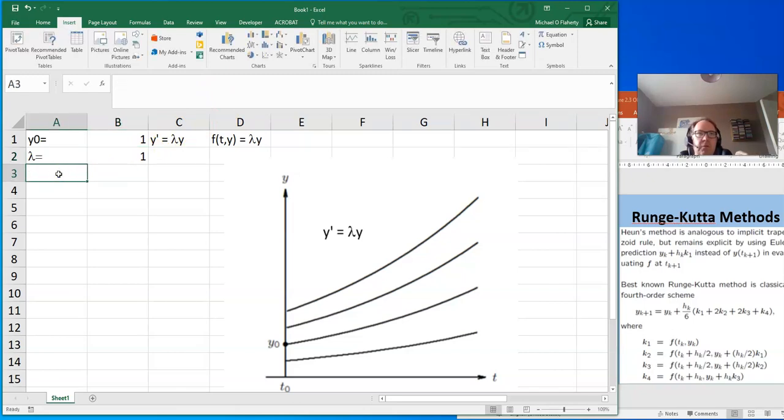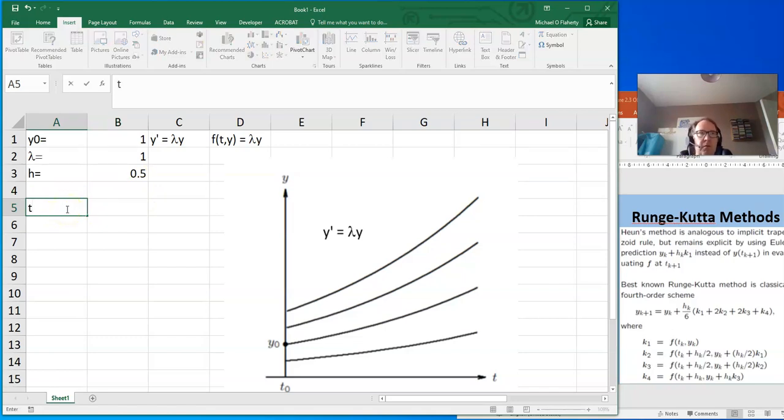Then, since we're doing a numerical solution, we need to break up the time into time steps, blocks of time. I'm going to use a uniform time step, which we call h, and that'll probably need to be a bit smaller to maintain stability, so put that equal to 0.5. Call this cell B2 lambda, and call this h. So they all have names, so I can use them as shorthand in formulas.